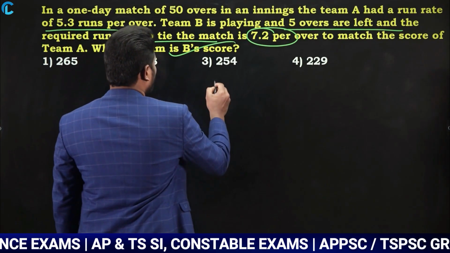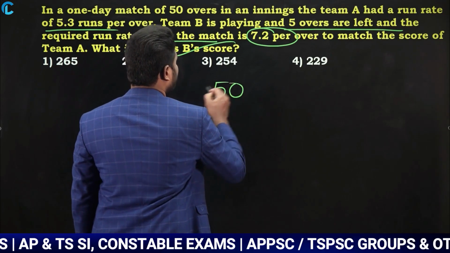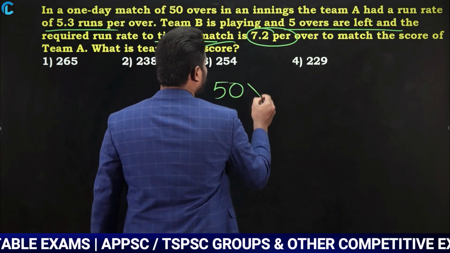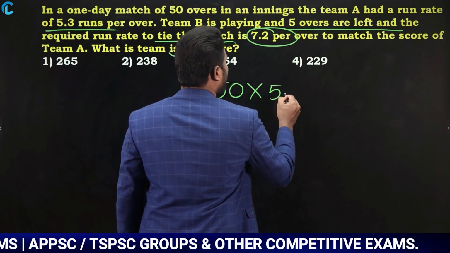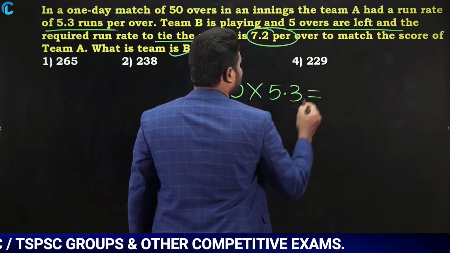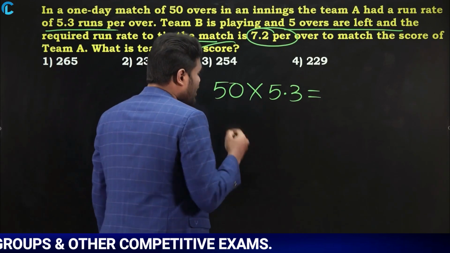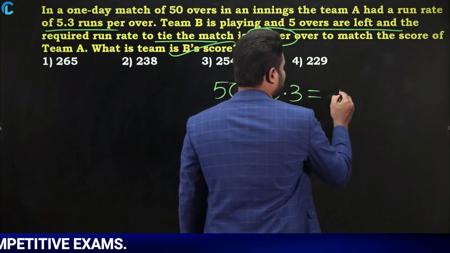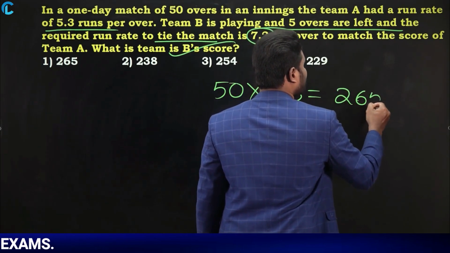Actually, if you observe here, total overs are 50 overs. Yes or no? And Team A had a run rate of 5.3. If Team A had a run rate of 5.3, then the total number of runs scored is going to be 250 plus 15, that is nothing but 265 runs.